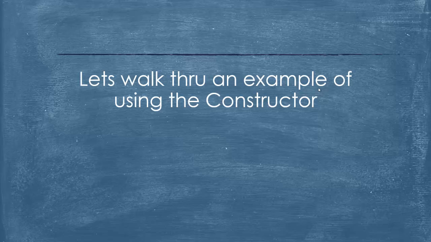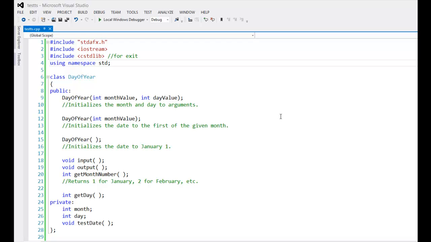All right, so let's actually see how a constructor is used in the code. All right, here's a first example. So, I got my stuff at the top, and then I have my class, the day of the year. And then I've got my 3 constructors, day of the year with 2 values, day of the year with 1 value, and day of the year with no values. So that way I can decide which one to call. And remember, if there's not a value, it'll default to 1.